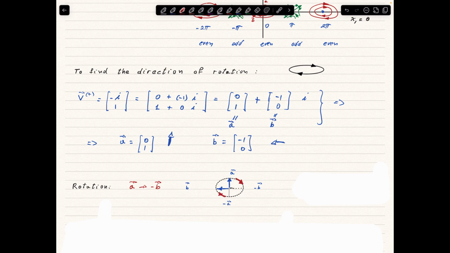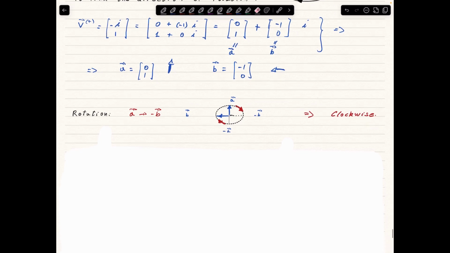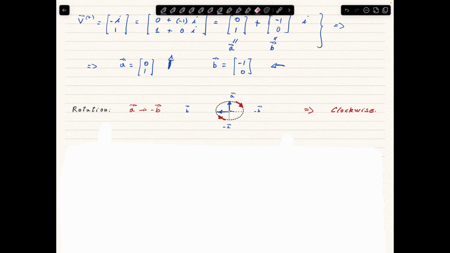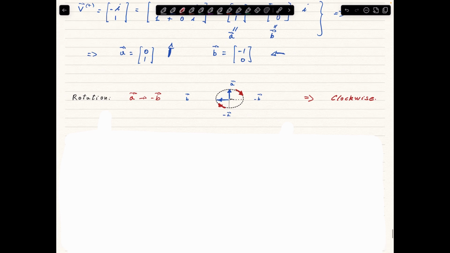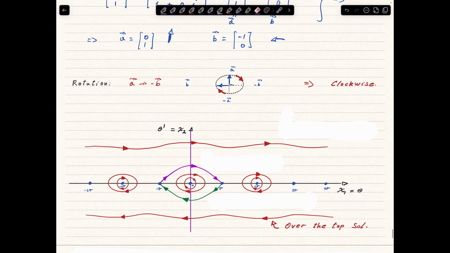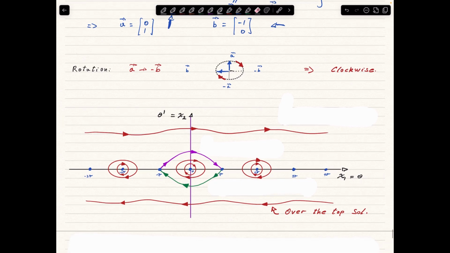So I have to rotate in that. It's fixed by the problem. Okay, and because of the relative position of A and B, that gives us clockwise. So we end up with this picture now, this little picture, where we have the little oscillations, small oscillations. They are going all in that direction.